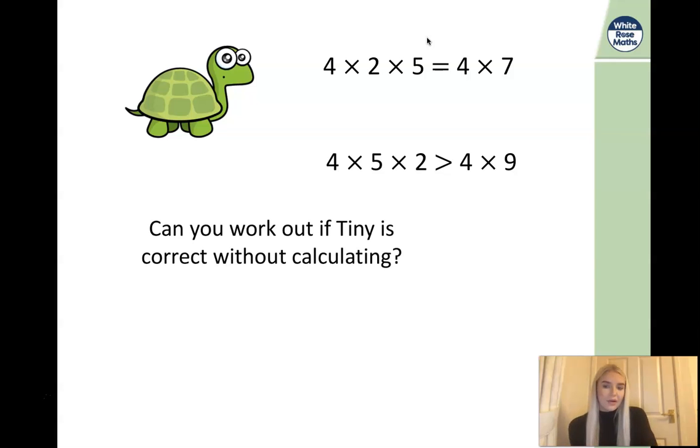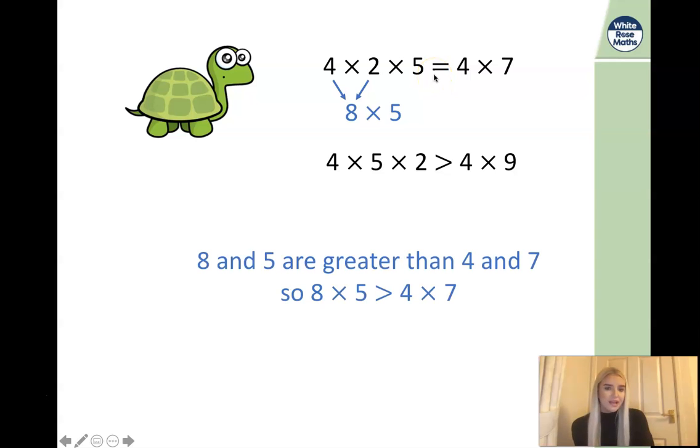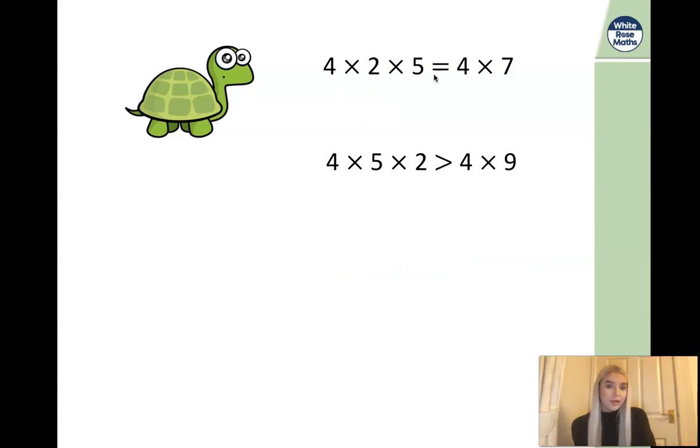Now, we want to work out if Tiny the Turtle is correct without calculating it. And this is what we can do. We've got 2 sums here, and they're asking us, is this one equal and is this one bigger than this one? Now what we can do is we can group them again. We can group them by looking at 4 multiplied by 2, which will give us 8 multiplied by 5. And we can see that 8 multiplied by 5 is already bigger than 4 multiplied by 7. So we know that. But we could check by grouping it the other way round. We could group it by grouping 2 multiplied by 5, which would give us 10. So that would be 4 multiplied by 10 is equal to 4 multiplied by 7.